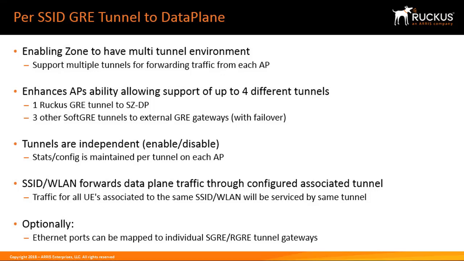So the concept here is that I can configure an SSID, allowing it to forward its data traffic down a specific tunnel that I have configured for it. Optionally, you can also use the physical Ethernet port and map it to an individual SGRE or Ruckus GRE tunnel as well. We'll show you how to do that later in this demo.